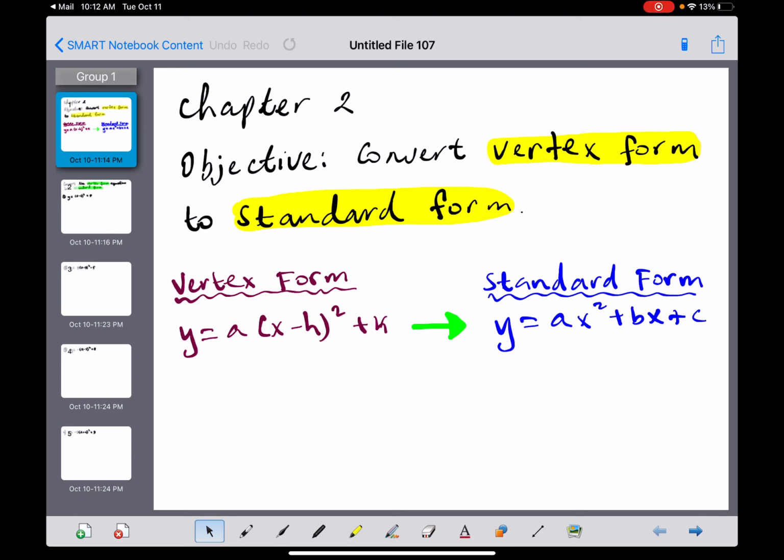Okay guys, in this lesson right here, we're going to go over how to convert from vertex form to standard form. As you can see, vertex form is y equals a(x minus h) squared plus k, and we're going to convert it to standard form, which is y equals ax squared plus bx plus c, okay? So let's look at number one.